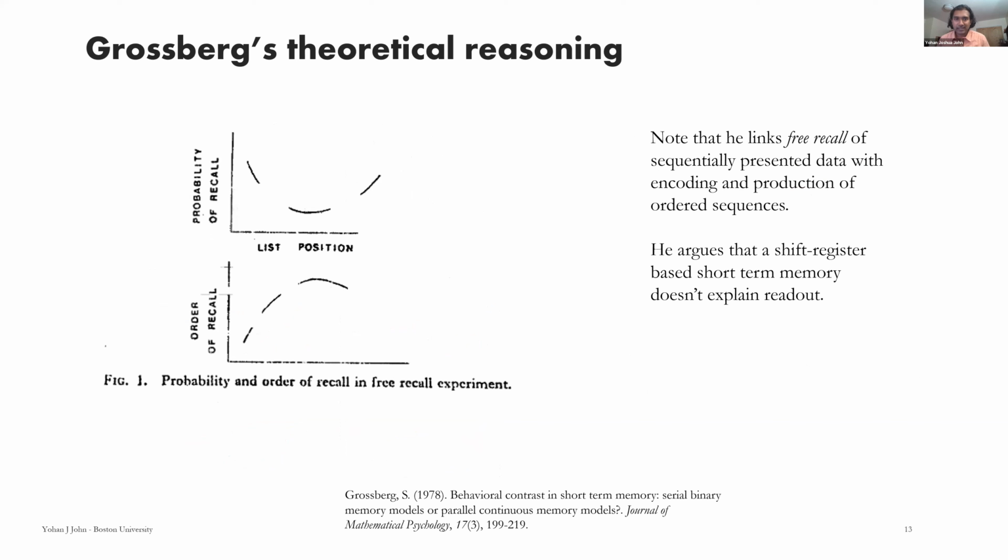So I don't have that many slides for this because this paper doesn't have that many diagrams. His reasoning was not obviously based on neural data because there wasn't any. He was mainly thinking about two sets of data: the recall of sequential data and free recall. This I think I really like.